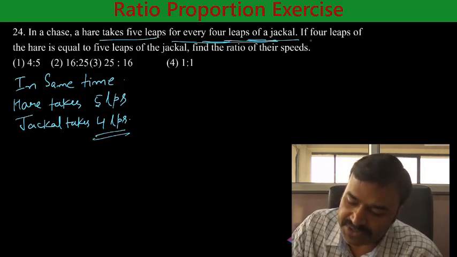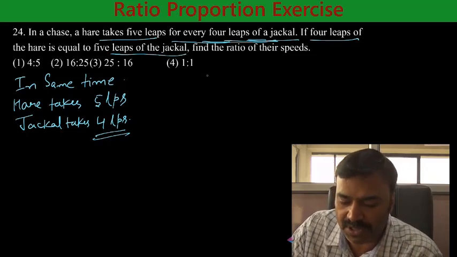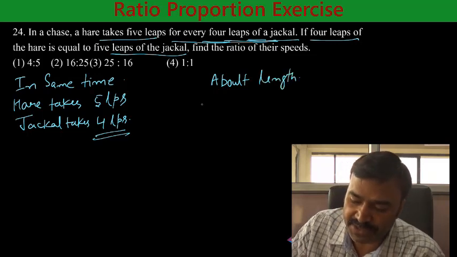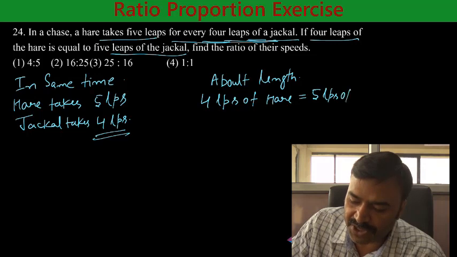Now the next statement says if 4 leaps of hare is equal to 5 leaps of jackal, clearly it is about length. It is about length. What does it mean? Let's see. It says 4 leaps of hare is equal to 5 leaps of jackal.